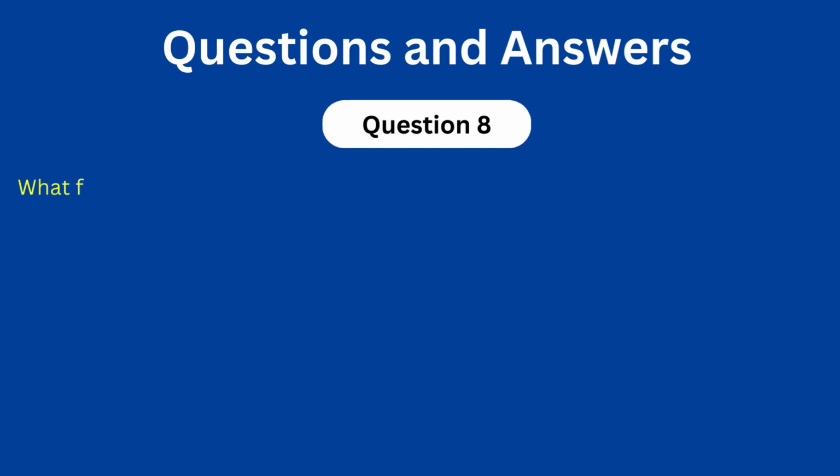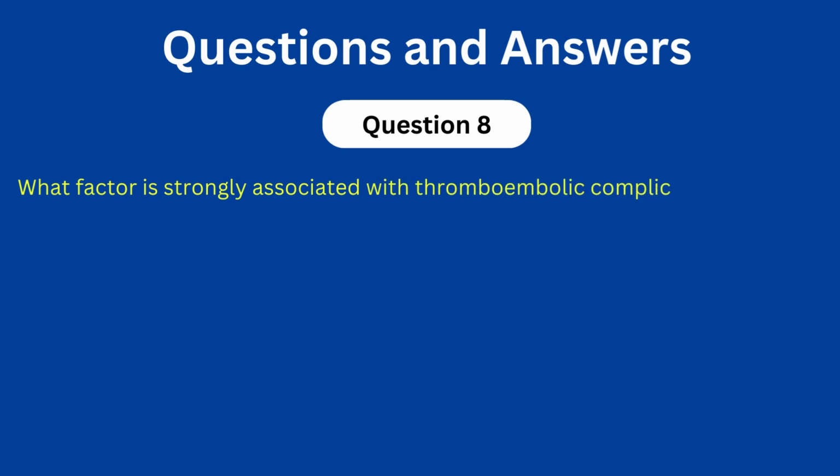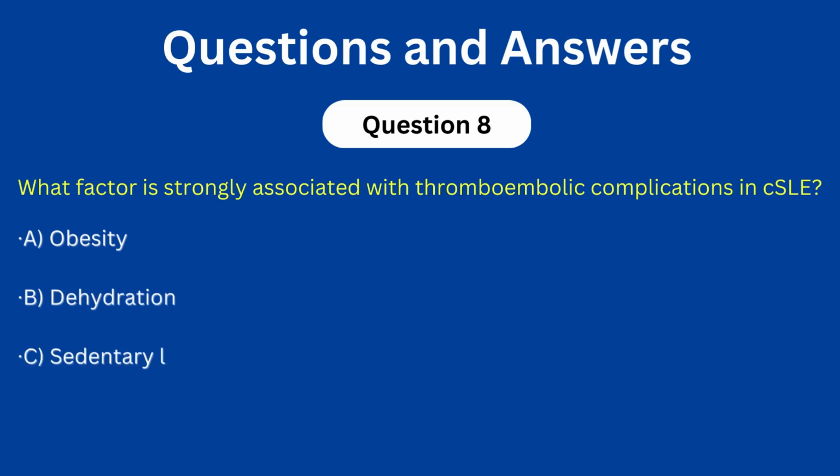Question number 8. What factor is strongly associated with thromboembolic complications in childhood systemic lupus? A. Obesity. B. Dehydration. C. Sedentary lifestyle. D. Lupus anticoagulant presence. The correct answer is D. The presence of antiphospholipid antibodies, including the lupus anticoagulant, is a significant risk factor for thromboembolic events in systemic lupus.